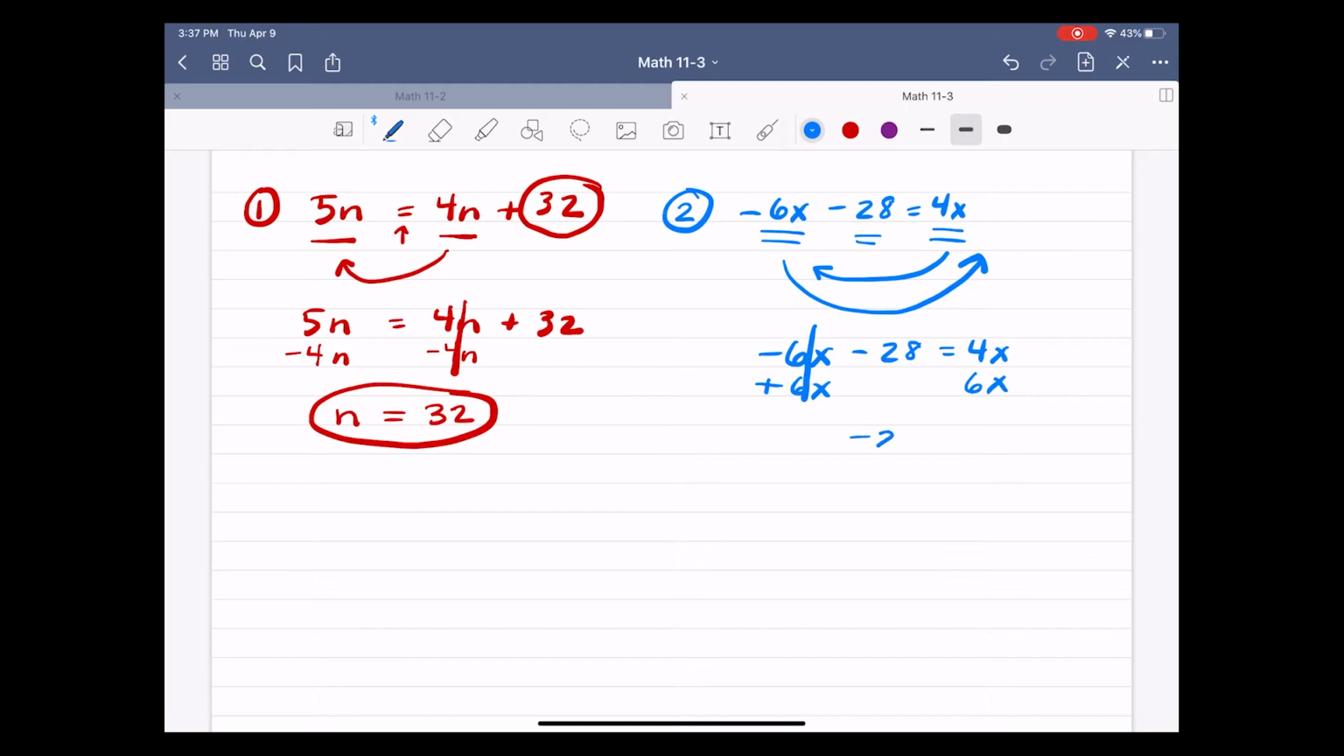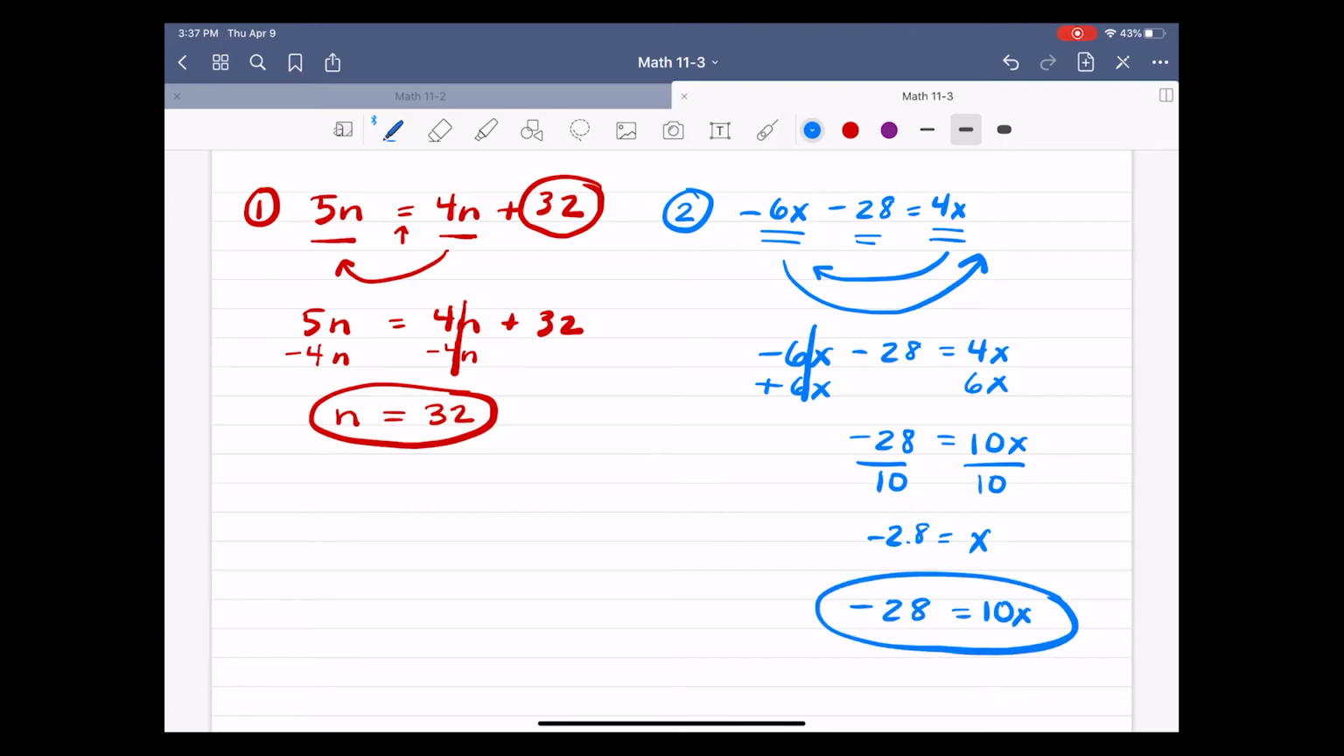I'm left with negative 28 equals 10x. Now I'm going to solve for x. Well, actually in this case, the book tells you to just simplify it. If I were to divide by 10 and divide by 10, I would get x equals negative 2.8. But the book is calling this simplified. So apparently, if it doesn't turn into a nice, neat little problem, you can leave it in this simplified form.